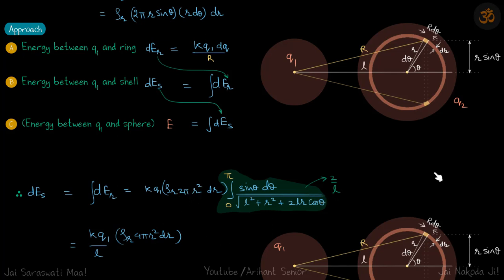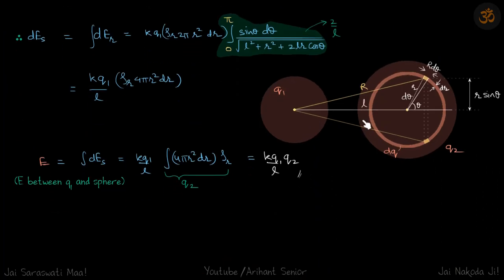So if I put 2 by L here, this will simplify and become KQ1 by L rho R 4 pi R square dr. So this is the interaction energy between the shell and Q1. So DES is between shell and Q1. So we still need to integrate so that we cover all these small shells, and cover the whole sphere. So total interaction energy between Q1 and sphere now is integral DES, so KQ1 by L integral of rho R 4 pi R square dr.